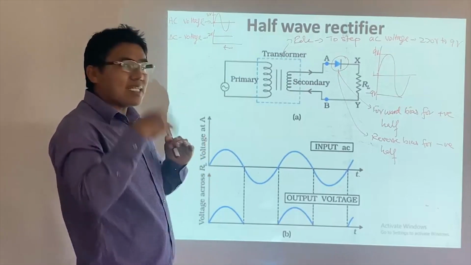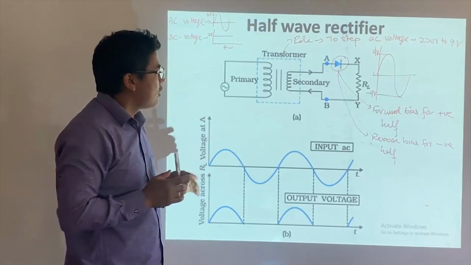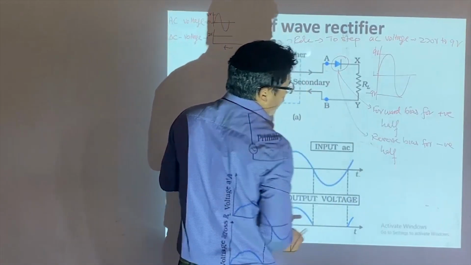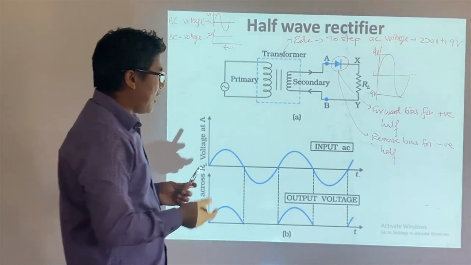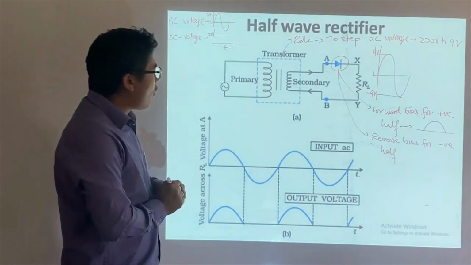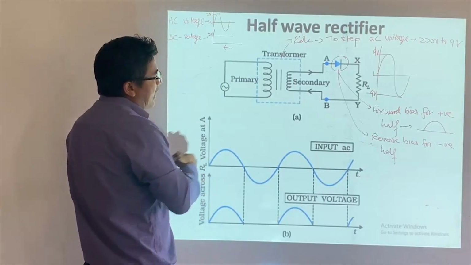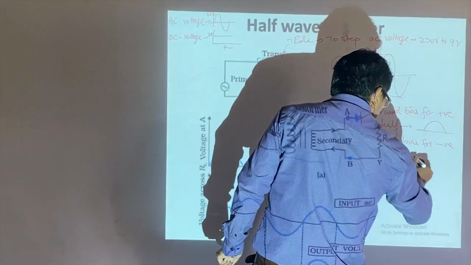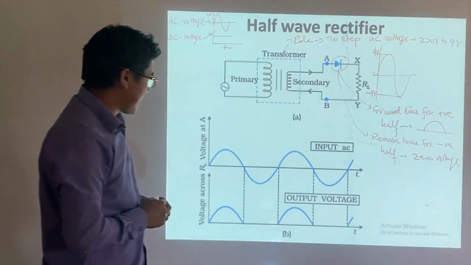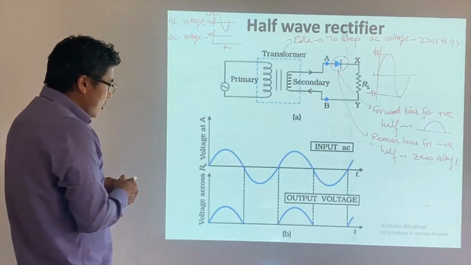In a cycle, we have two halves. One half cycle is positive, the other half cycle is negative. For the positive half cycle, the diode acts as forward bias, so there will be a voltage. For the next negative half cycle, the diode acts like a reverse bias, then the voltage becomes zero. This is what we call zero voltage. So this is the input AC voltage, and this is the output.